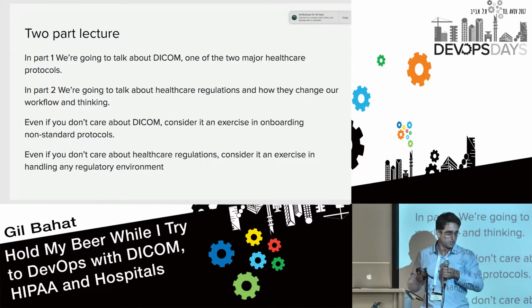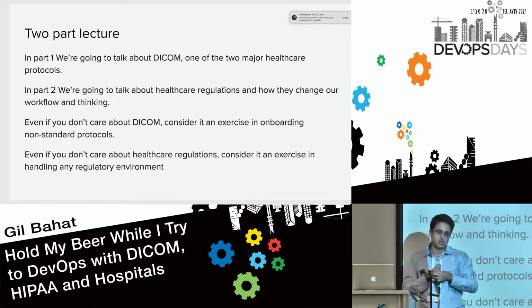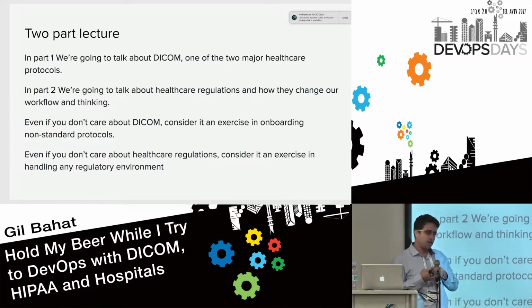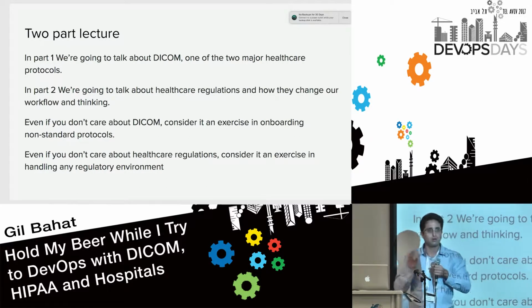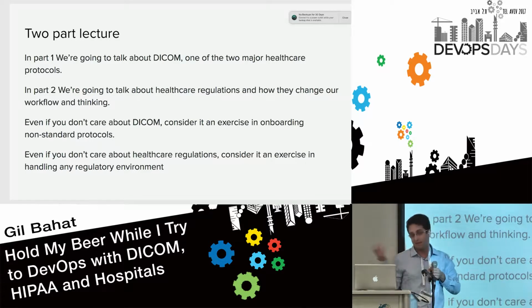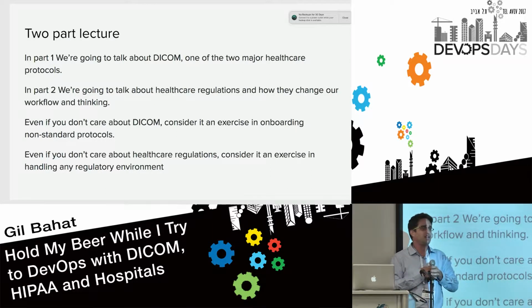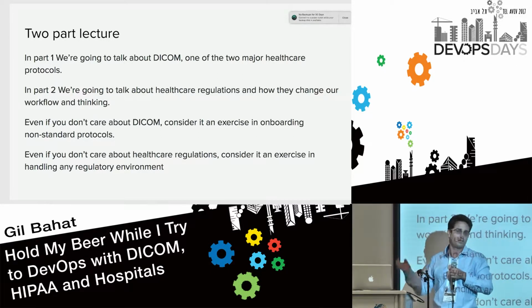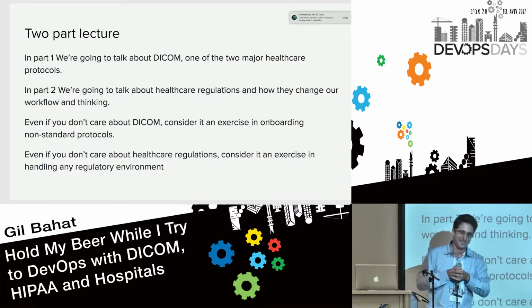So we're going to have a two-part lecture, if time permits. The first thing we're going to talk about is a protocol called DICOM. It's one of the two major healthcare protocols. The other one is called HL7. You're not going to deal with DICOM unless you're in the very small healthcare market. At least I never heard of it until I started doing healthcare. But it serves as a great example of onboarding a new protocol. You suddenly get into a company, and they're doing things somewhat differently. So how do you handle such a bomb being left at your desk?